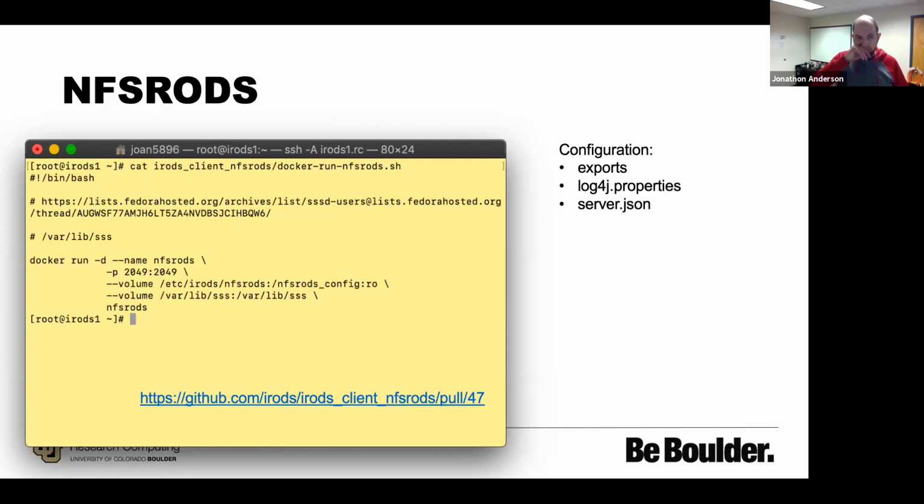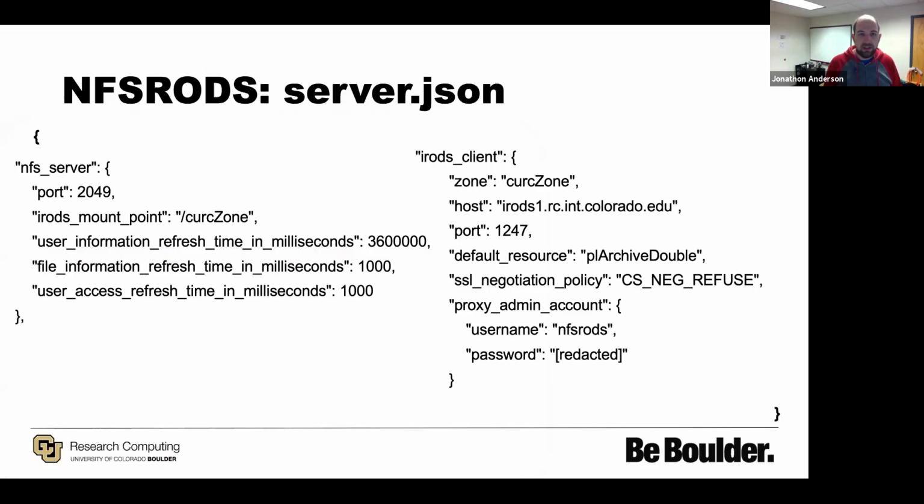But configuration is largely these three files. Log4j is just a standard Java log configuration file, so I don't know much about it. We just copied it out of the example. And then an exports file, which is largely static, and the main stuff is the server.json. The original point of this talk is not all of the NFSRODS stuff, but for the sake of rhetoric, it's pretty simple. Again, we just copied it out of the example.